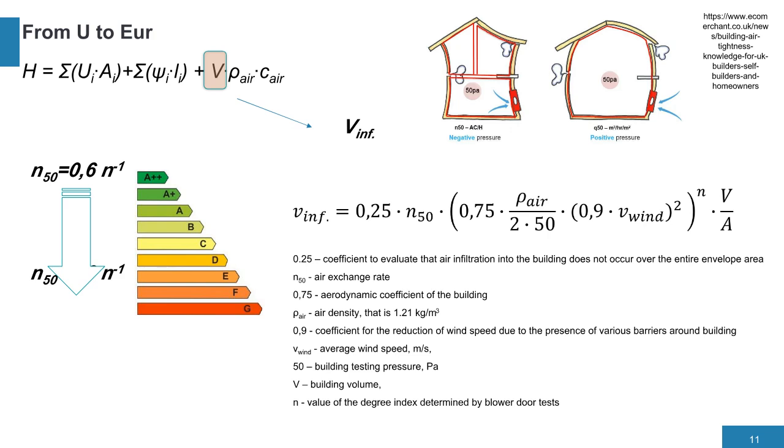50 is the pressure in pascals at which the airtightness of the building is measured. V is the volume of the heated space of the building in cubic meters. n50 is the air change index determined by blower door tests.